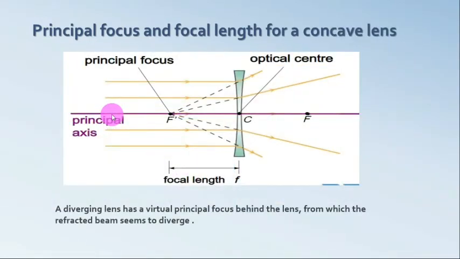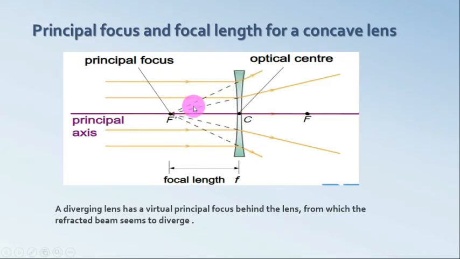Now for concave lens, look here. As we said, concave lens, we call it what? A diverging lens. Okay, why? Because it diverges all the rays, the beam of rays. They go away from each other. They don't meet at any point here in front of the lens. But where do they meet? Behind the lens. Here, behind the lens they meet.